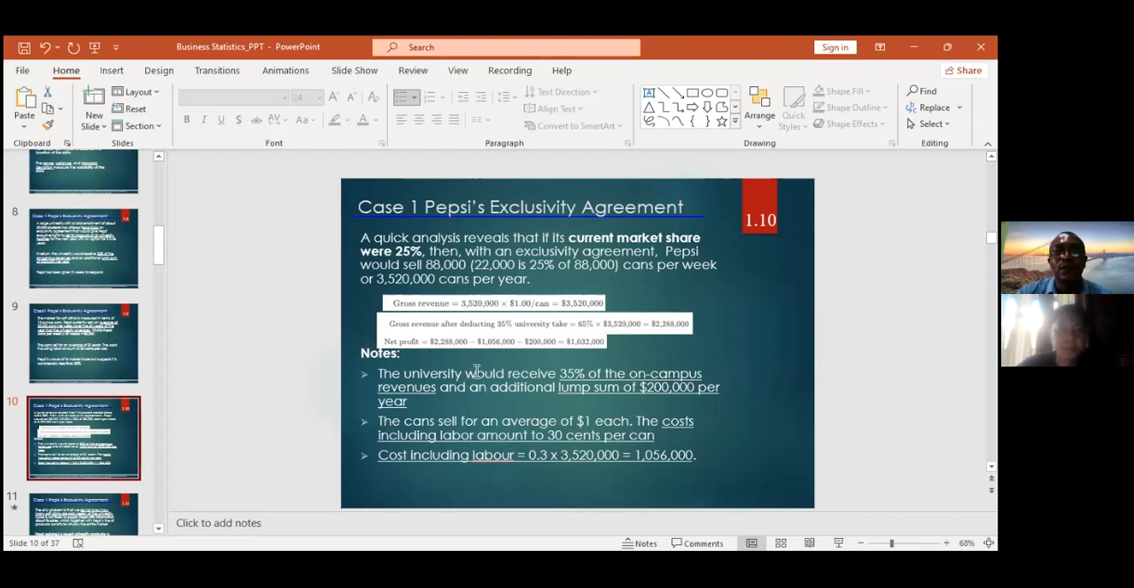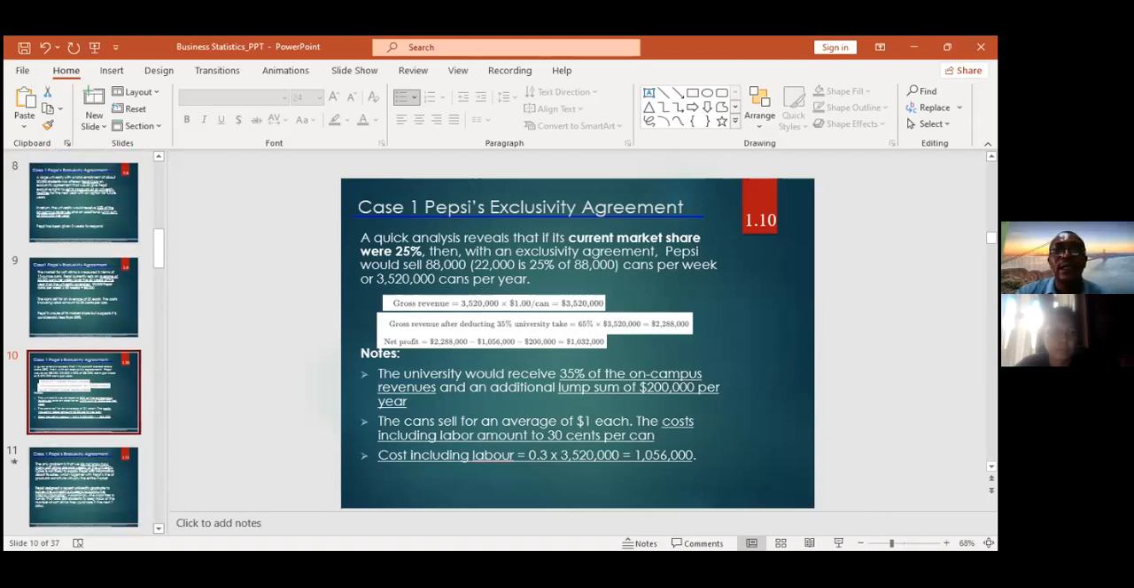Now the can sells for an average of $1 each. The cost also includes labor of 30 cents. So you multiply the 0.3 times the sales for the year to arrive at the cost of labor. Then you minus the fixed cost. The fixed cost is $200. So you do the calculation, you arrive at a profit of 1,032. So based on this information, Pepsi may decide to take up the agreement. So if the profit is a loss, Pepsi will not go into the agreement.